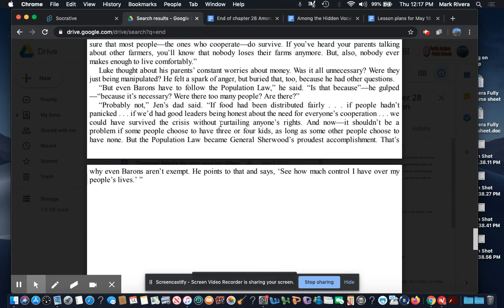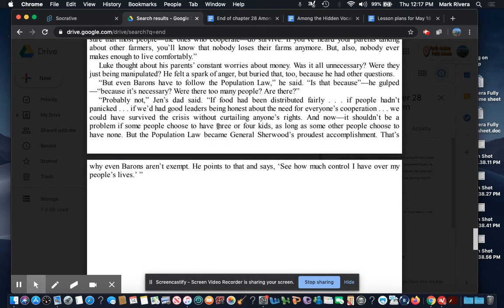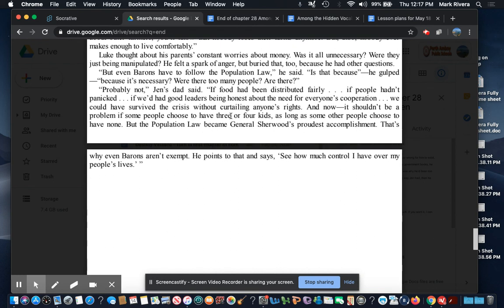"But even barons have to follow population law," he said. "Is that because, he gulped, because it's necessary? Were there too many people here?" "Are there? Probably not," Jen's dad said. "If food had been distributed fairly, if people hadn't panicked, if we had good leaders being honest about everyone's need for cooperation, we could have survived the crisis without curtailing anyone's rights. And now, it shouldn't be a problem if some people choose to have three or four kids, as long as some other people choose to have none. But the population law became General Sherwood's proudest accomplishment. That's why even barons aren't exempt. He points to that and says, 'See how much control I have over my people's lives?'"